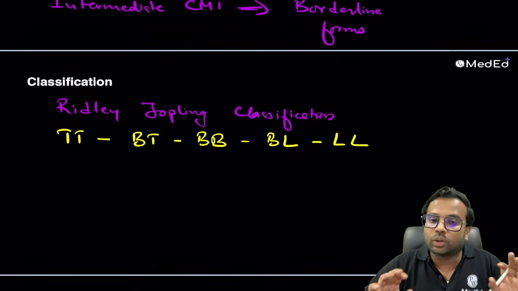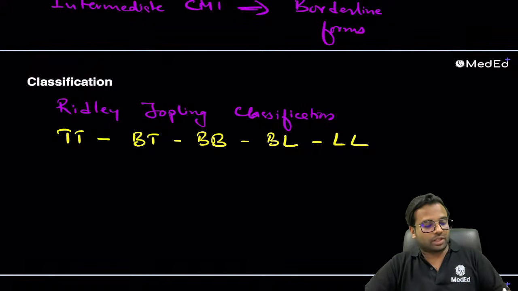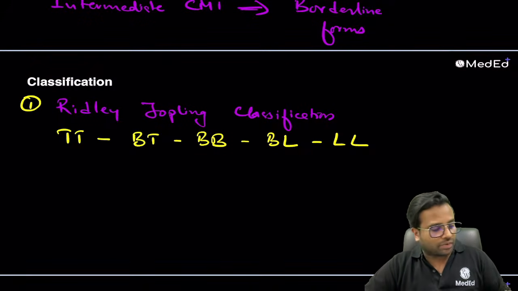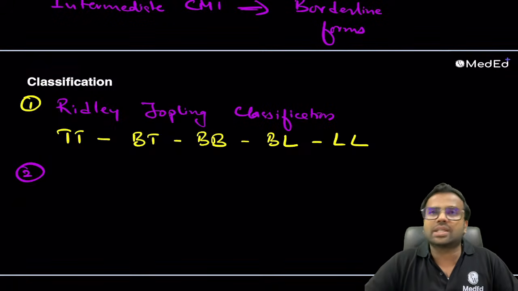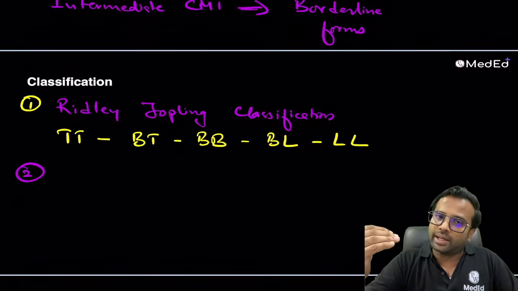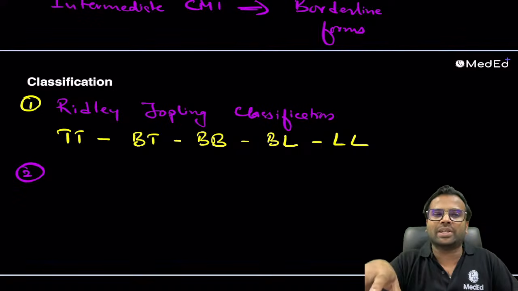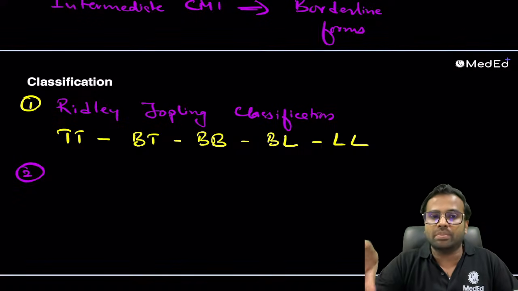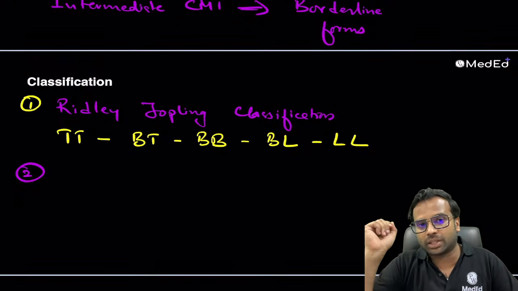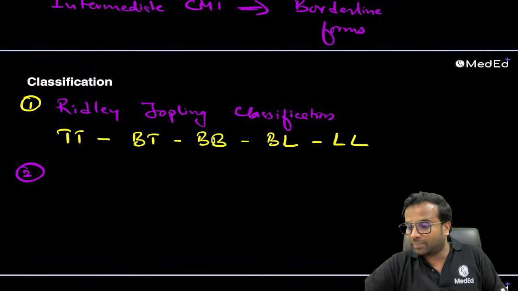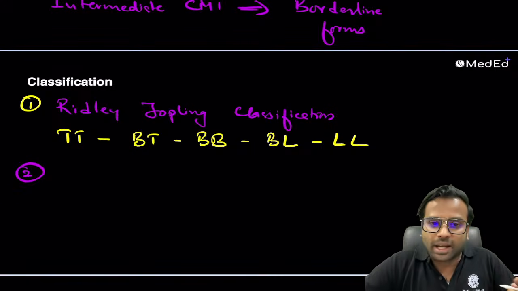Excellent. Now, this is one type of classification. So this is just one type. What is the second type of classification? Any idea? For leprosy treatment, we are not dividing patients as TT, BT, BB, BL, LL. For treatment we are going to have another classification. Anyone in the chat box, if you know, just let me know in the chat box.